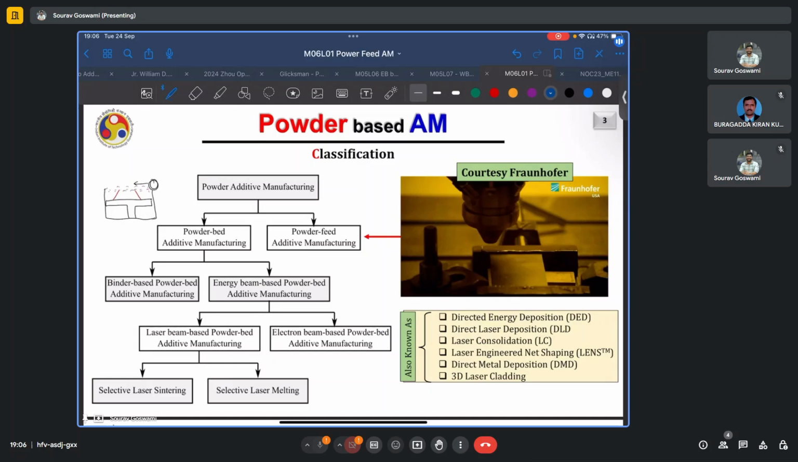DED might be one of the most commonly used terms for such processes, but there are others which are equally popular, such as direct laser deposition, laser consolidation, LENS or laser engineered net shaping. This is a trademark of Optomec, direct metal deposition, 3D laser cladding, and many others.